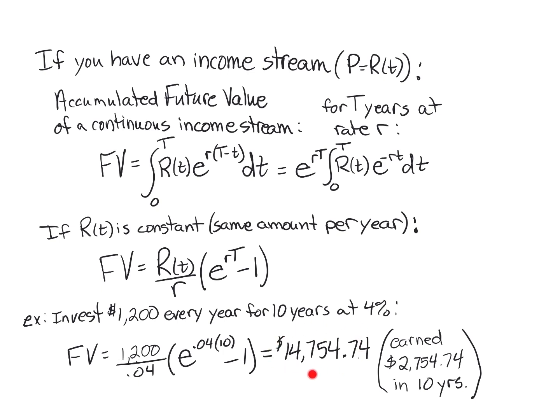By the way, you're going to have to be really good at using your calculator, so you've got to practice. Find the e to the x key. It should be above the ln key. I'm sure you guys already know all this stuff, but you've got to practice and plug these numbers in. Make sure you get this answer back. By the way, if I'm investing $1,200 a year for 10 years, I've invested $12,000 total, and that means I have earned almost $3,000 in 10 years.